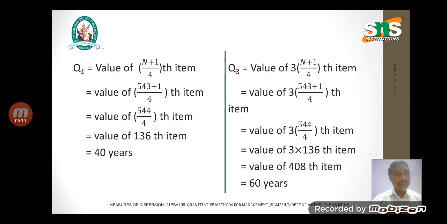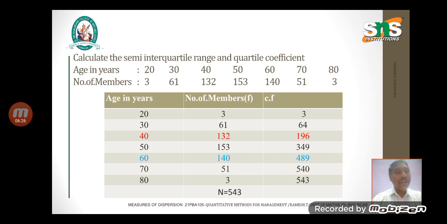So next we calculate the third quartile. Third quartile is the size of the 3 times (N plus 1) by 4th item. That is equal to 3 times (543 plus 1) by 4, which is equal to 408. So from the cumulative frequency, where is 408? The 408 lies between 349 and 489. Among these two, the higher value is 489. Its corresponding age here is 60. Therefore, Q3 is 60.